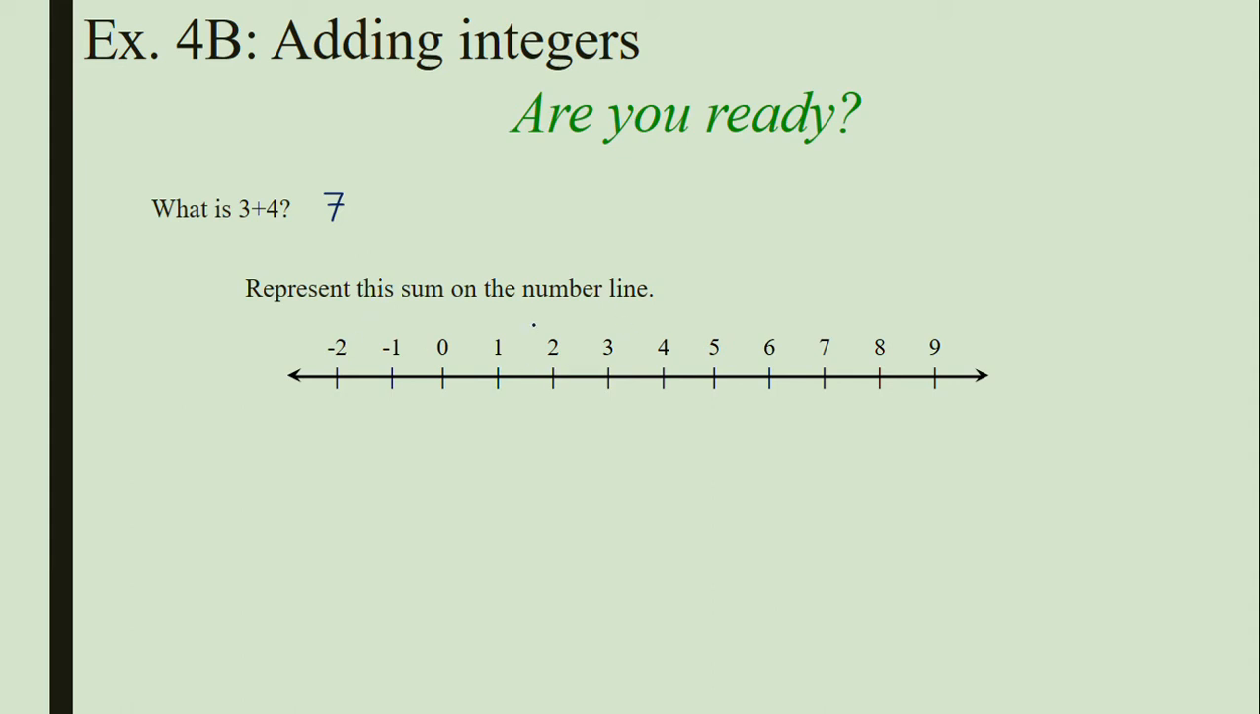Okay, so this sum represented on a number line, we would begin at 3 and then we would add 4. So when we add 4, we move in this direction. Yeah? So we'll go 1, 2, 3, 4, and there's our answer. We add 4, moving to the right of the number line to get to 7. I promise that will come in handy very, very shortly.